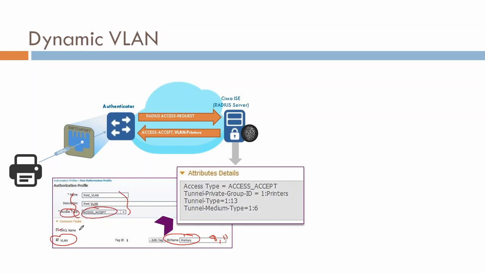Suppose if you check mark DACL here, then you will get some permit ACL. Inside that ACL, you can give one subnet to another subnet, meaning source and destination you can define. So you will get those things, and this is the order of operation.